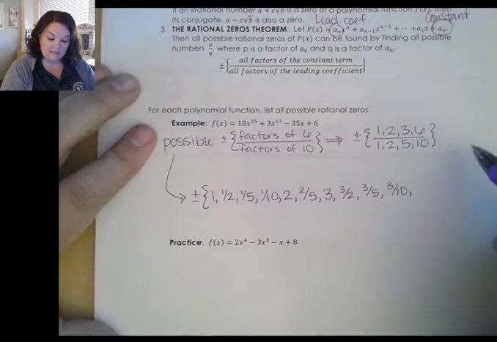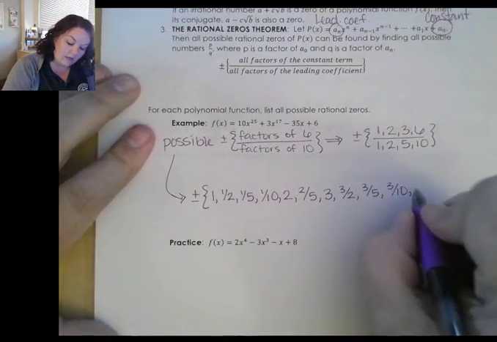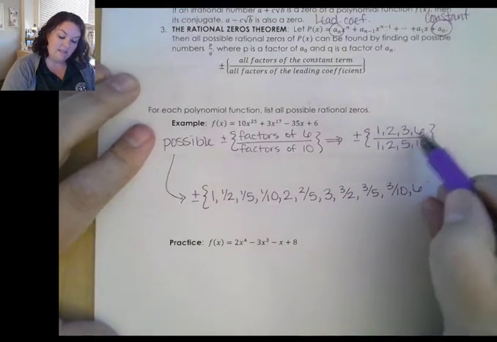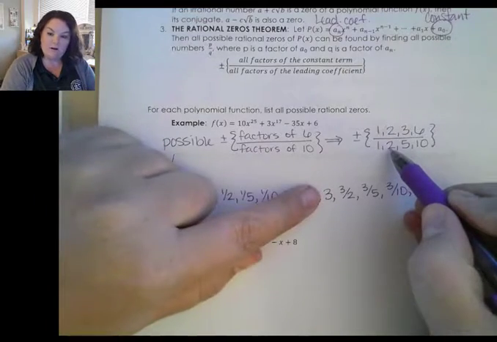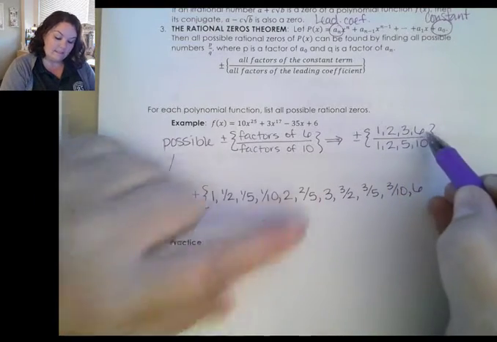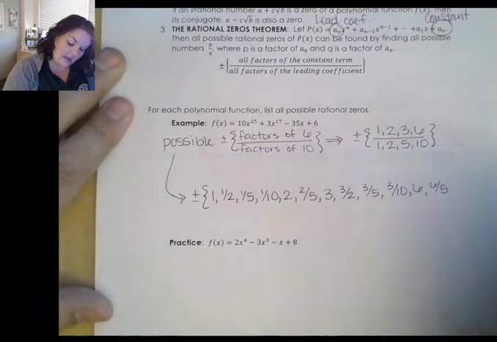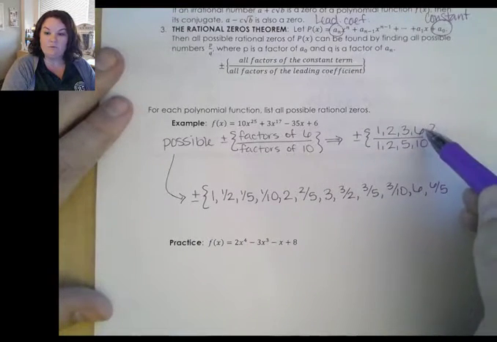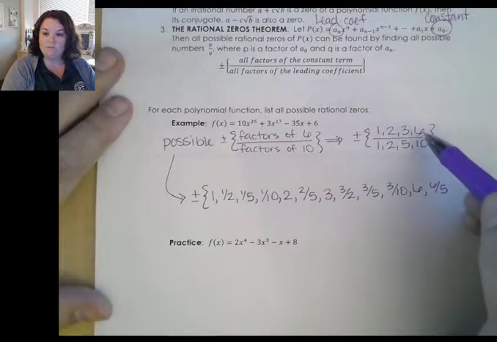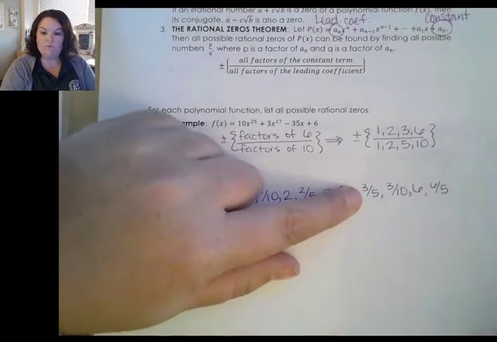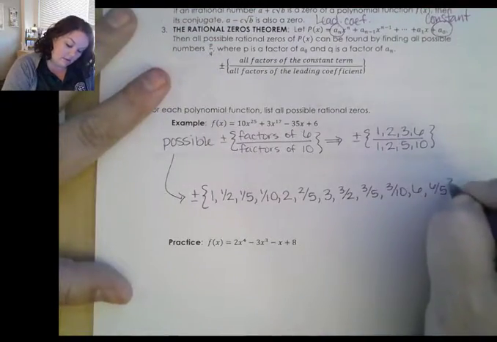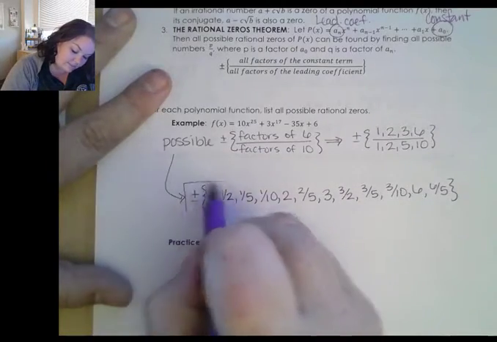And then I'm going to do 6. 6 divided by 1 is 6. 6 divided by 2 is 3, which we already have. 6 divided by 5 is 6/5. And 6 divided by 10 reduces. 6 over 10 reduces to 3/5, which we already have. So this is my short list.